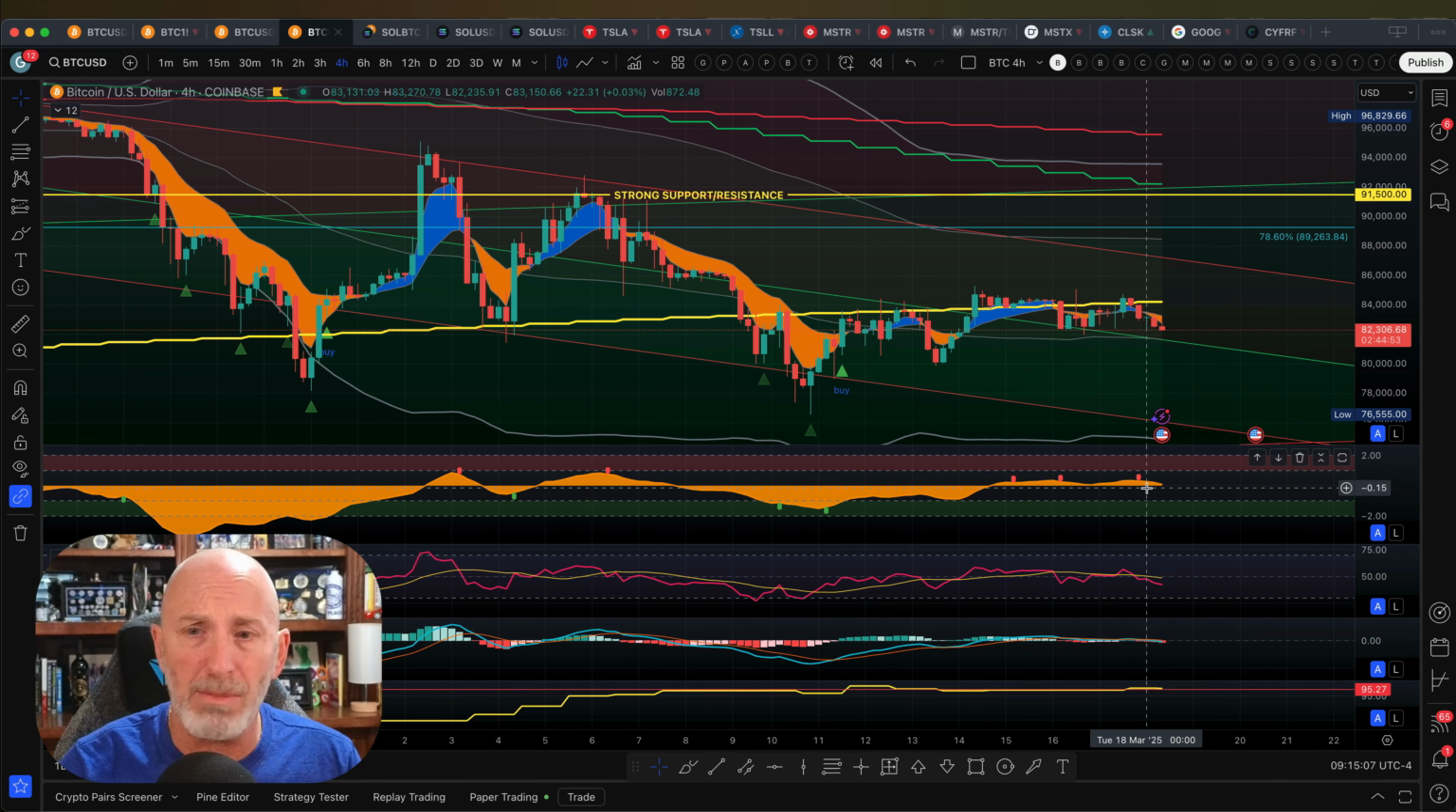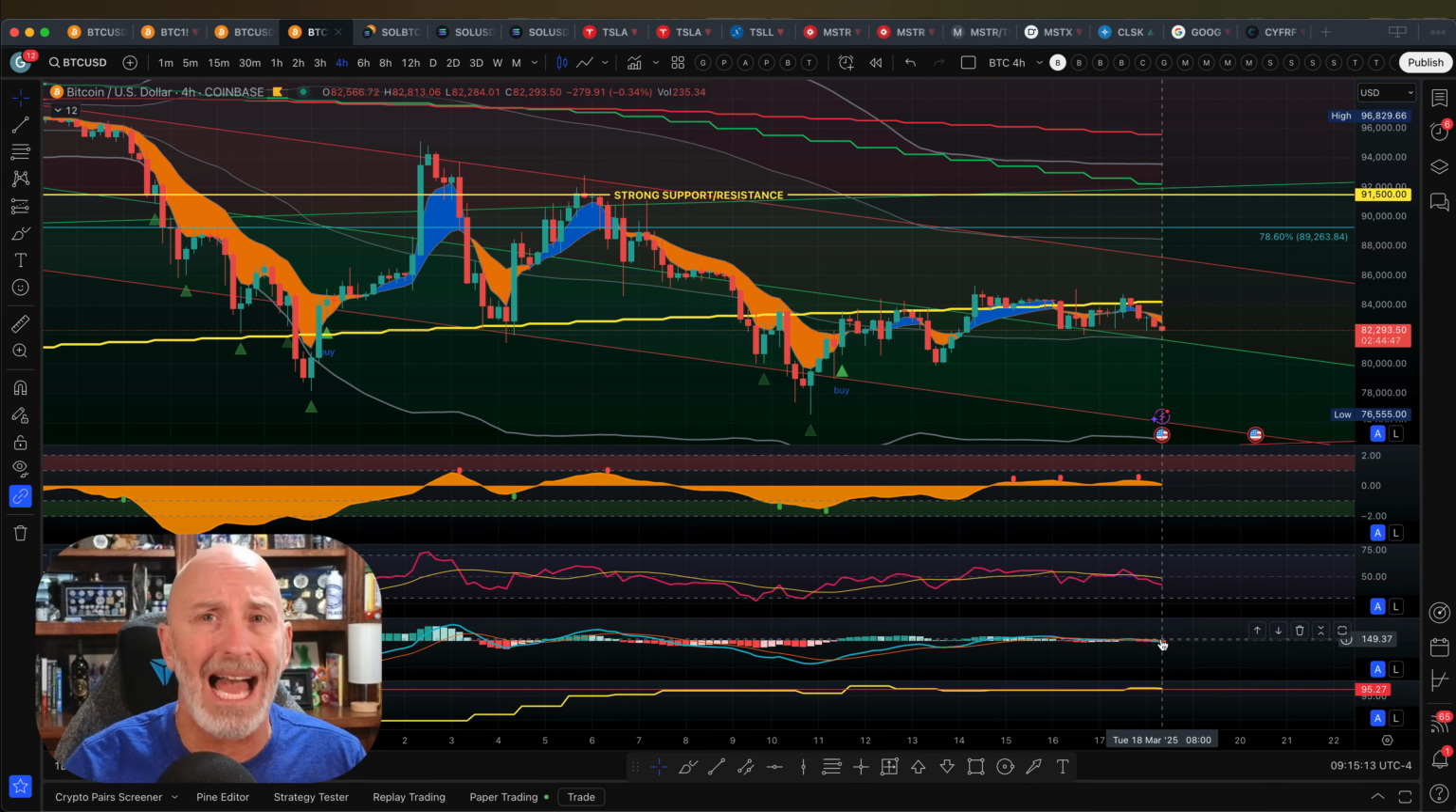You'll note that on mean reversion, we're right here at the mean. RSI is right in the middle. MACD looks almost flat here on the chart. So what does that tell us? It tells us that the volatility has basically been sucked straight out of Bitcoin for the last week. It's just skipping along right there at the mean, trying to find a direction.